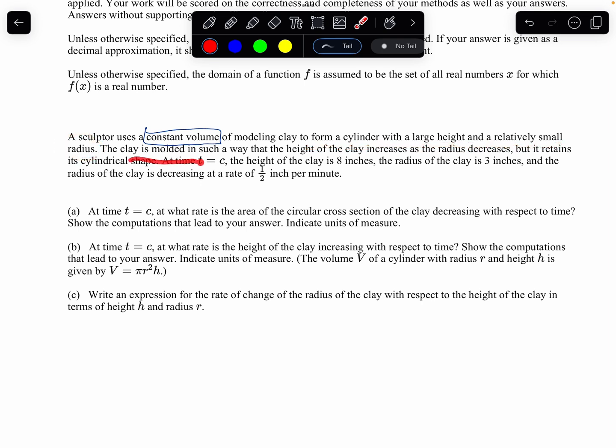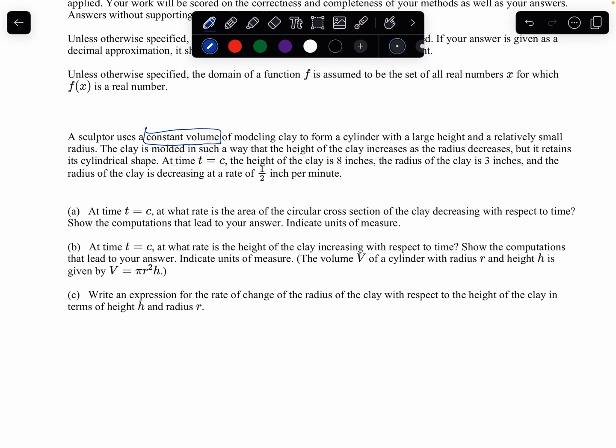The clay is modeled in such a way that the height of the clay increases and the radius decreases, but they increase and decrease in such a way that the volume remains constant, and it remains its cylindrical shape. At time t equals c, the height of the clay is 8 inches.